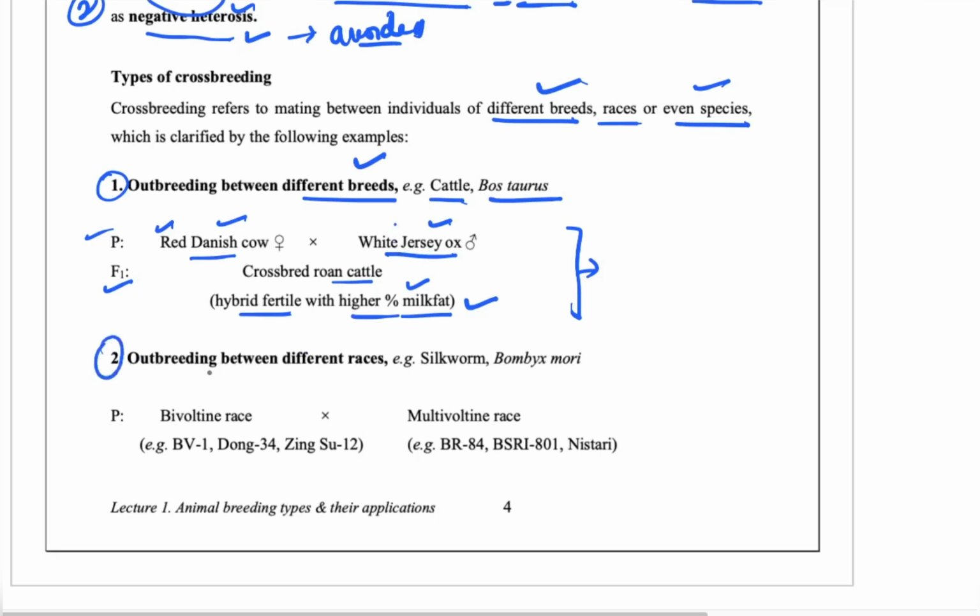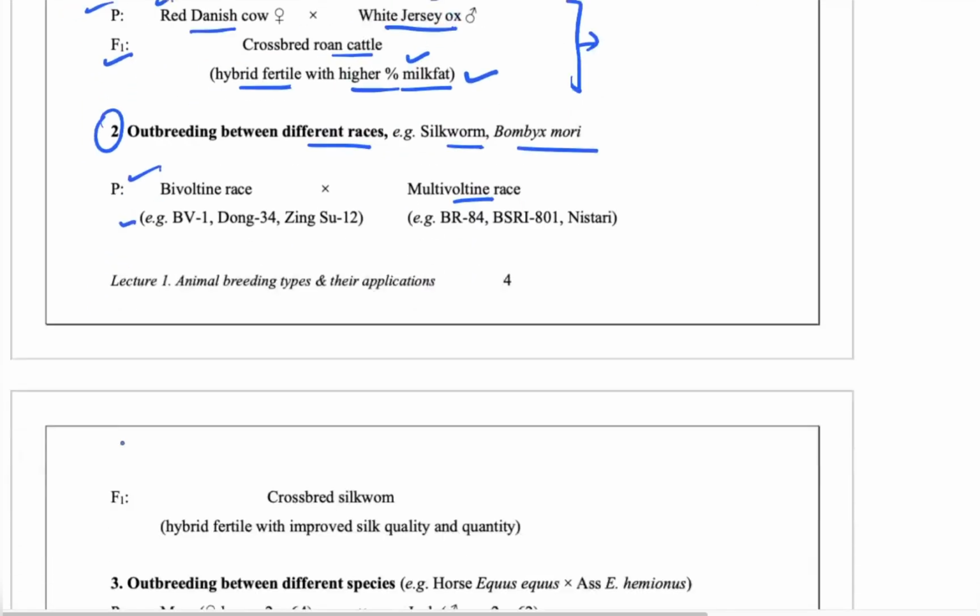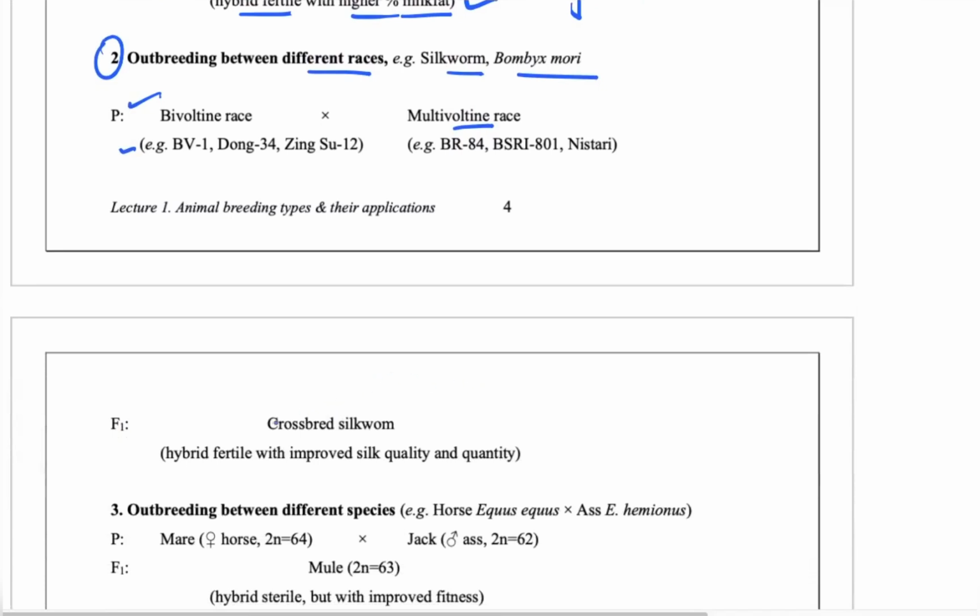Then there is outbreeding between the different races. So in this we have example of the silkworm, Bombyx mori. So here the parents are bivoltine race and there is multivoltine race. So there are two different races, right? So this is the example. You don't need to remember these examples. So in this case, these two are the races of the silkworm. The crossbred silkworm having the higher fertility and improved silk quality as well as the quantity. So outbreeding is basically beneficial in this case.